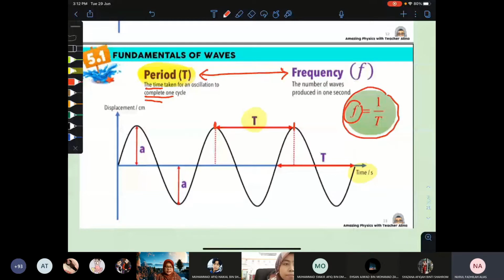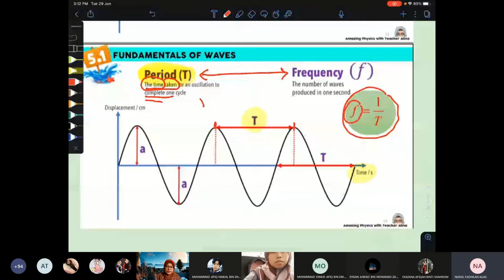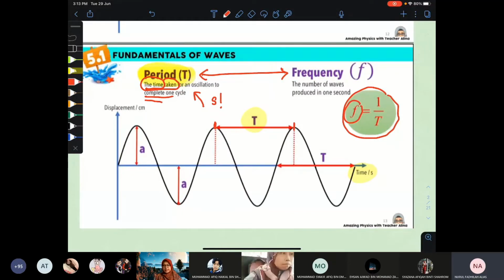Period is the time taken. So what is frequency? Number of complete oscillations in 1 second. Yes, exactly. So what's the difference between them? The difference is that when you answer about period, you must mention the unit in seconds or whatever the unit is. Usually we use second. It can be minute, it can be hour, depending on the question. Now, frequency is not really about time, but it is per time.